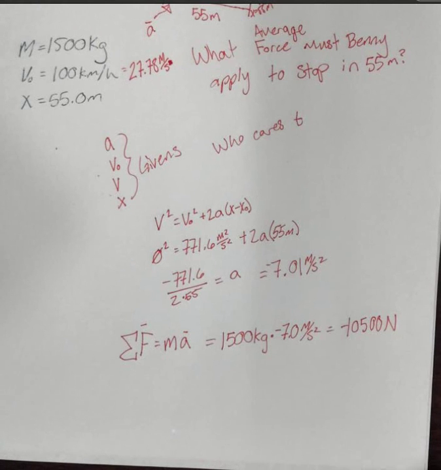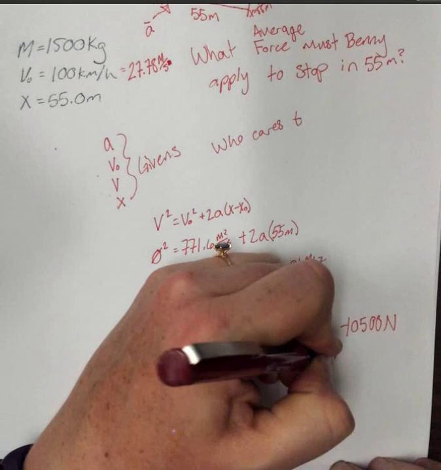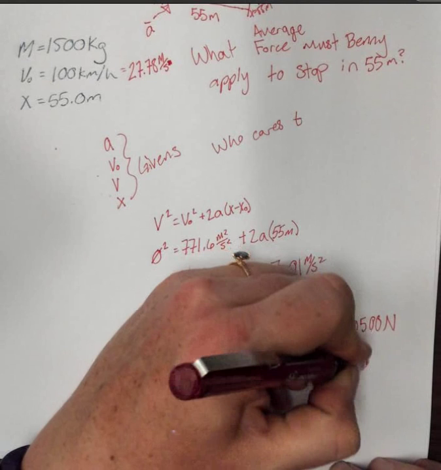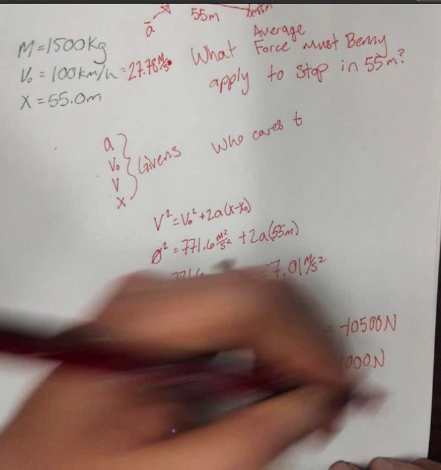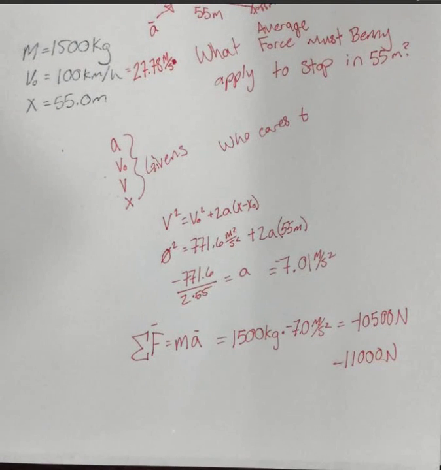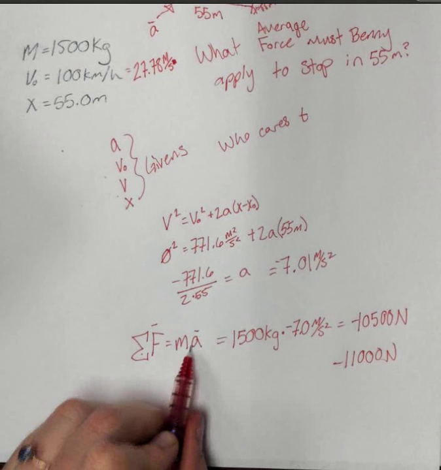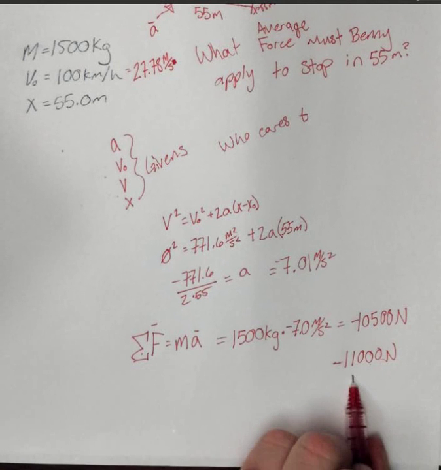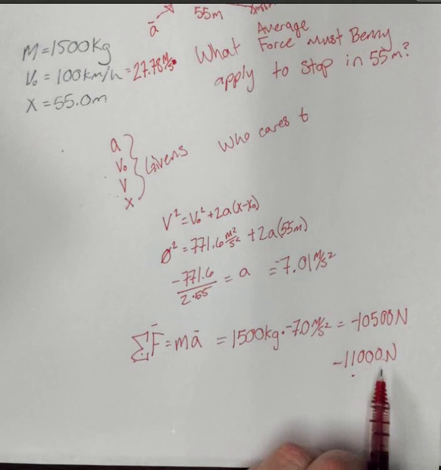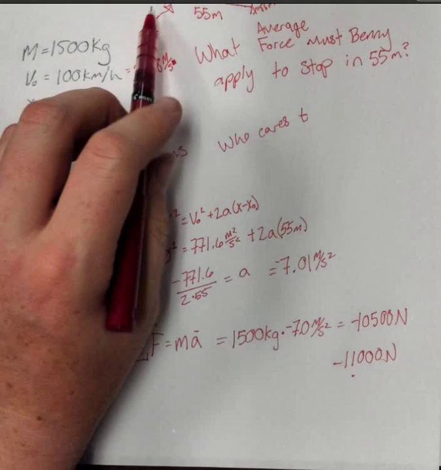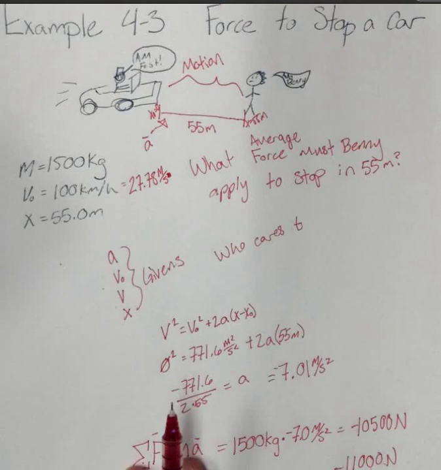If I'm going to round to two significant figures like I did up here with 28, then that force would actually be negative 11,000 newtons. So here's a quick side comment that I want to make about solving a problem like this. We solved for the net force. I know that we solved for the net force because the net force is what actually caused that acceleration that would stop Benny from ending your life.